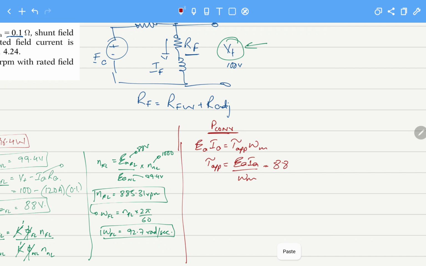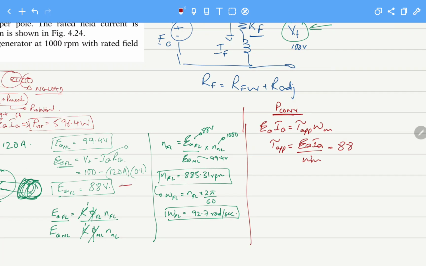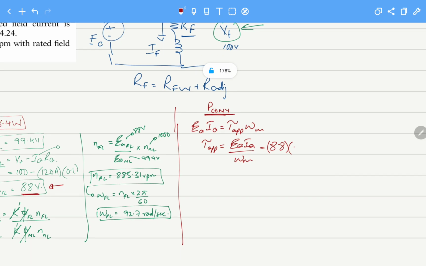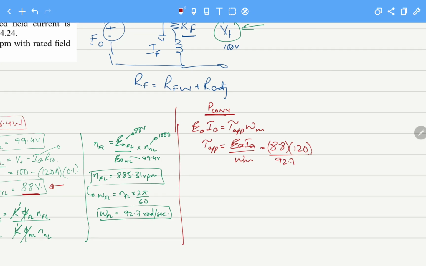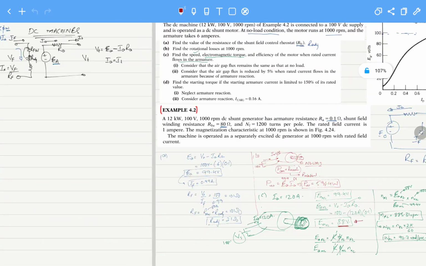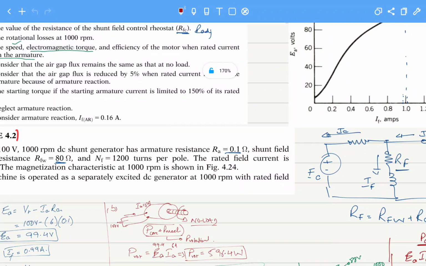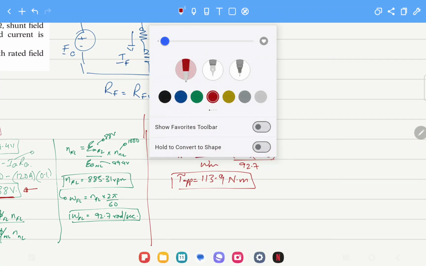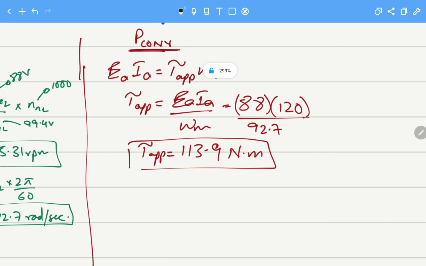The internally generated voltage for the machine when it is loaded is 88 volts, and the armature current at that time is 120 amperes, and the speed that we have calculated is 92.7. So the torque is equal to 113.9 newton meters. This will be the electromagnetic torque. In this part they have asked for the electromagnetic torque, which we have calculated, and now the efficiency of the machine. To calculate the efficiency, let's look at this.